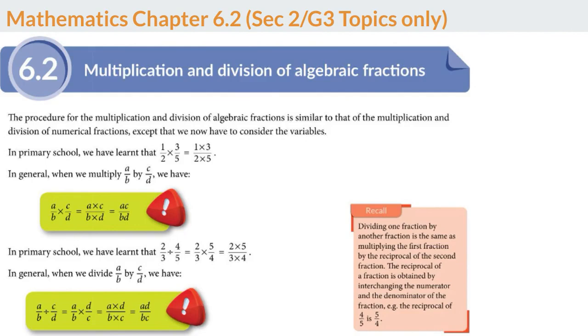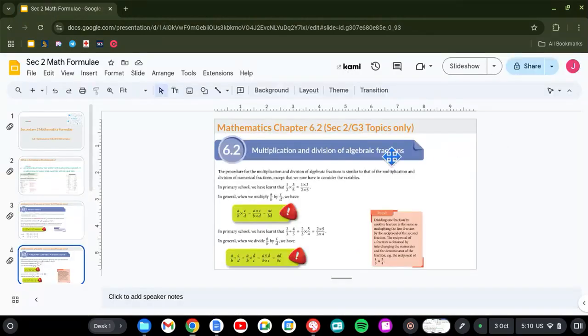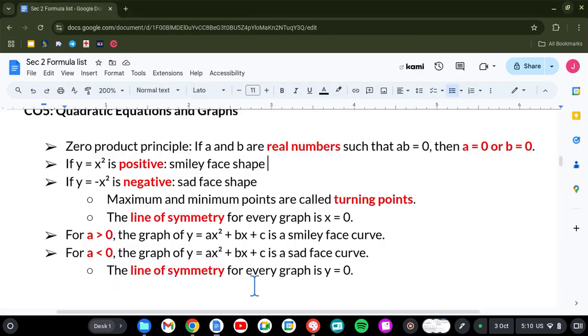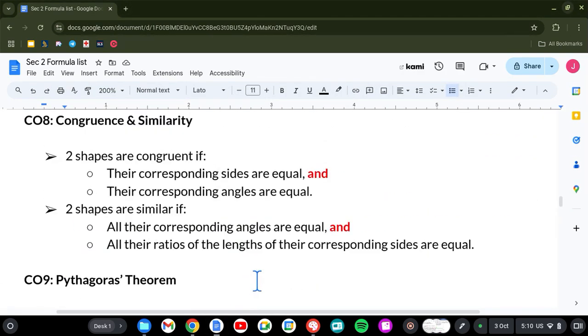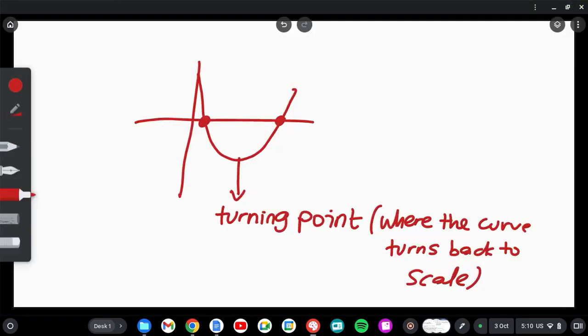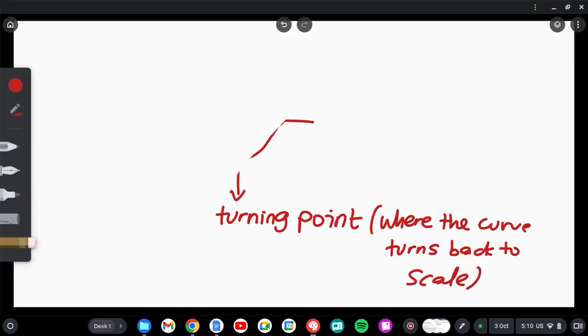Now moving on to textbook 2B formulas. Chapter 8 is congruence and similarity. Two shapes are congruent if their corresponding sides are equal and their corresponding angles are equal. So, if I give you a question like this, you must be able to know how to do it.